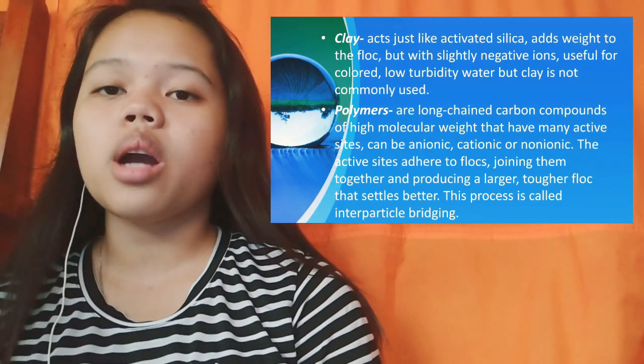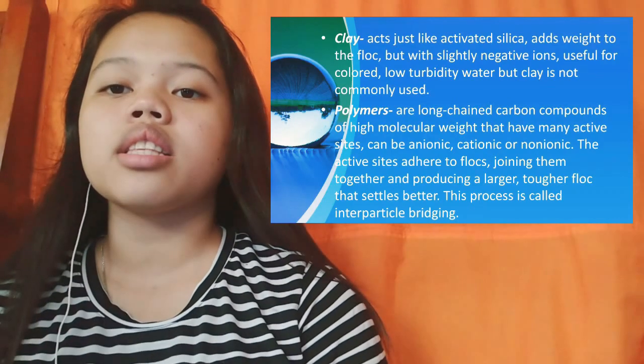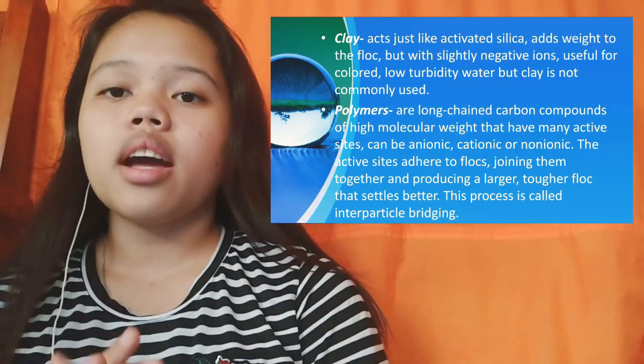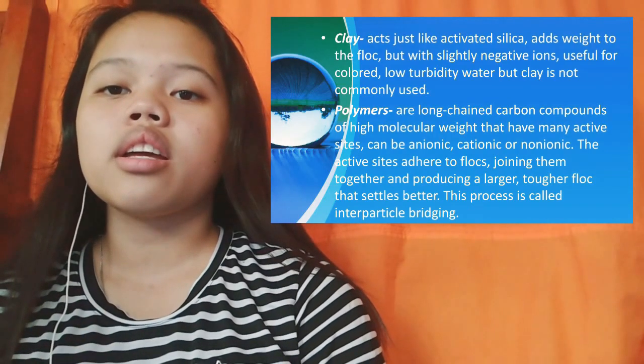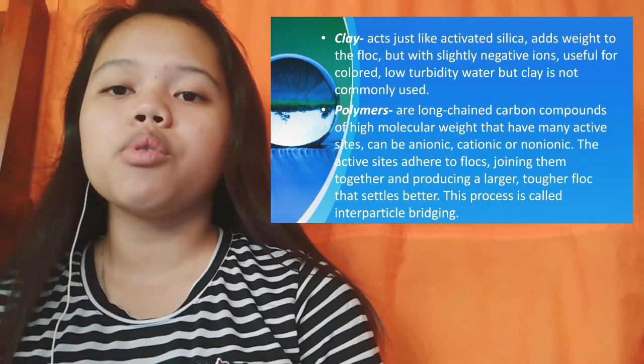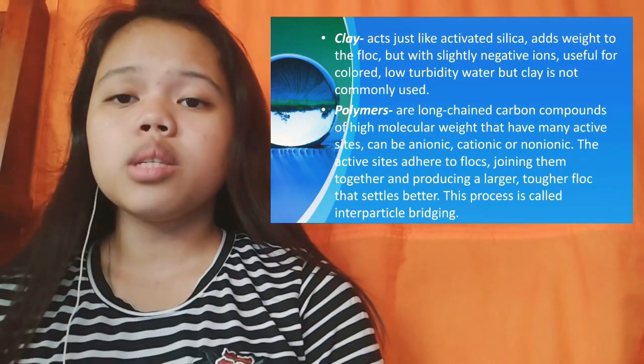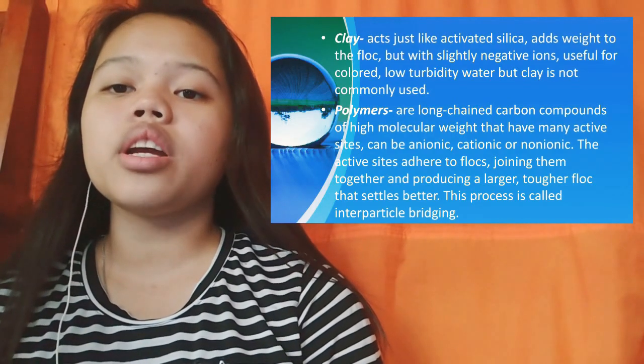Polymers are long-chain carbon compounds of high molecular weight that have many active sites. They can be anionic, cationic, or non-ionic. The active sites adhere to floc, joining them together and producing a larger, tougher floc that settles better. This process is called interparticle bridging.